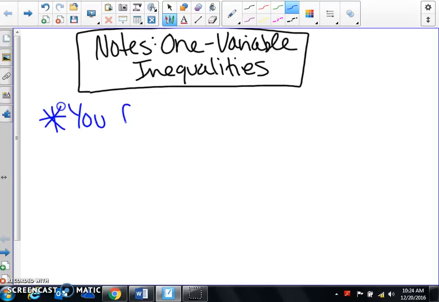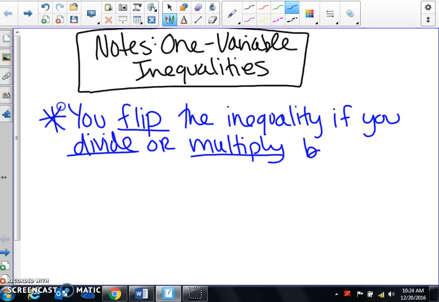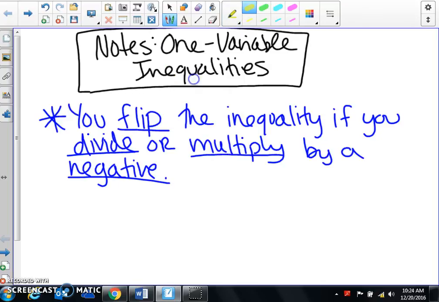You flip the inequality if you divide or multiply by a negative. All right, so highlight that, please. So flip if you divide or multiply by a negative. And that's what I'm going to ask every single time we do any step. I'm going to say, okay, did you divide or multiply by a negative? You need to flip it.